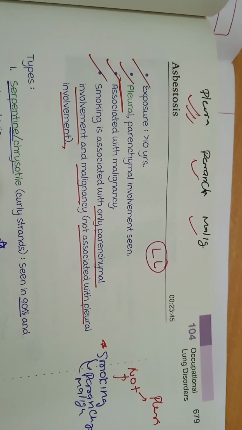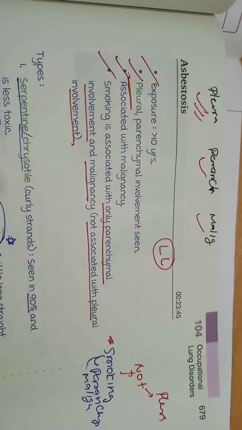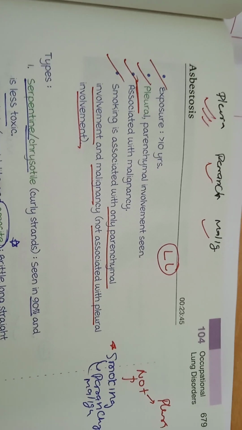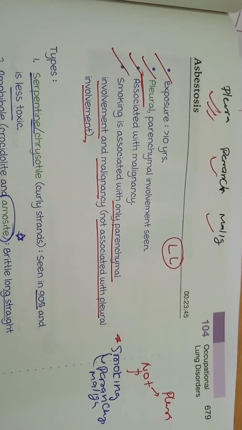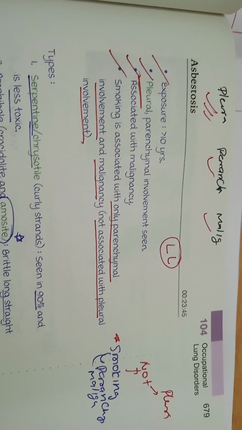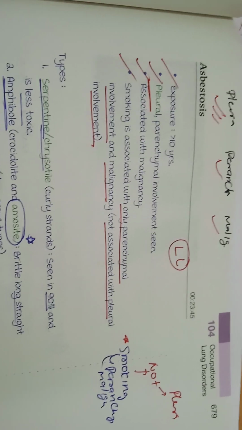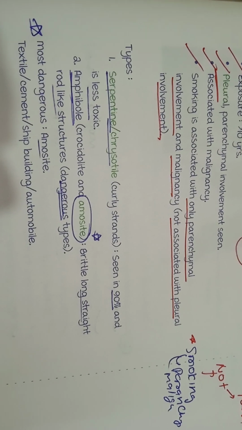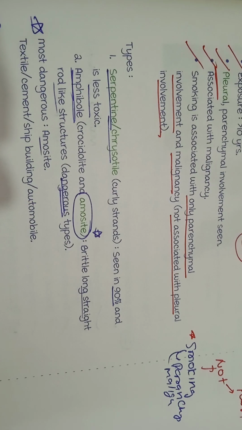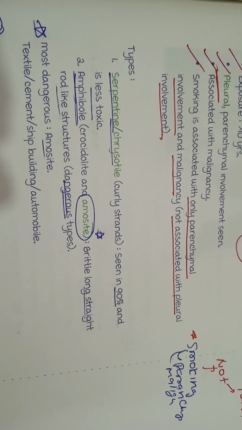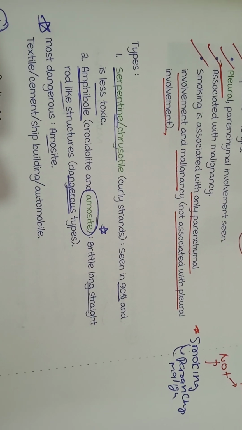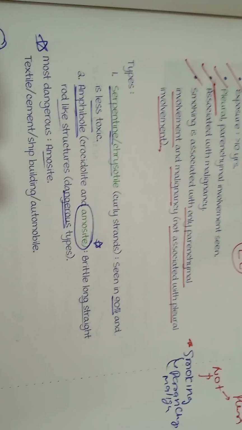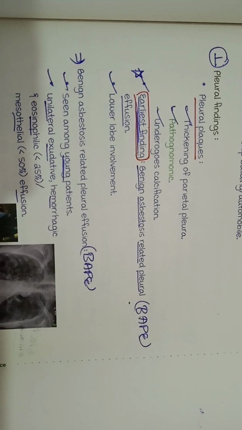Third is asbestosis. In asbestosis, pleura, parenchyma, and malignancy, all three are involved. Exposure of more than 10 years is required, and it is associated with smoking only in parenchymal and malignant cases, not in pleural involvement. Basically, there are two types of asbestos: serpentine, which is curly, seen in 90% and less toxic. Second is amphibole, which includes amosite; it is brittle, long, straight, rod-like, and the most dangerous type. It is seen in textiles, cement, shipbuilding, and automobiles. Let's see the pleural findings in asbestosis.